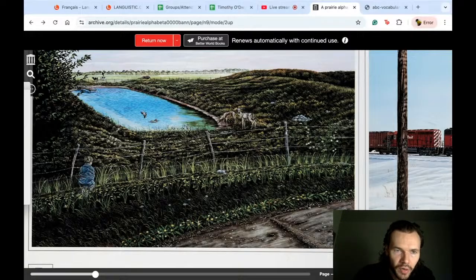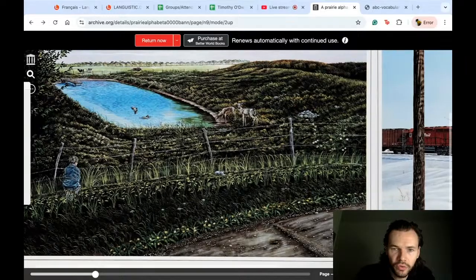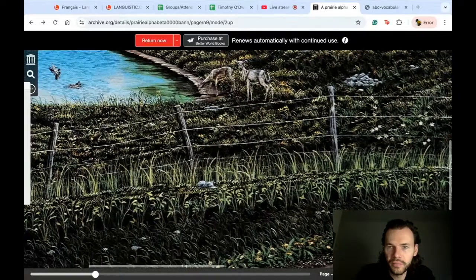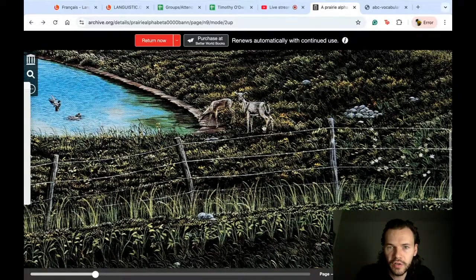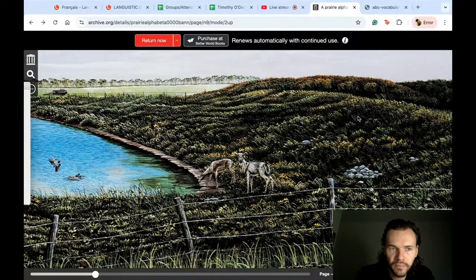Looks like there are some more animals right here. Let's get a closer look. Right, so here we see our deer again. This looks like a pile of rocks.